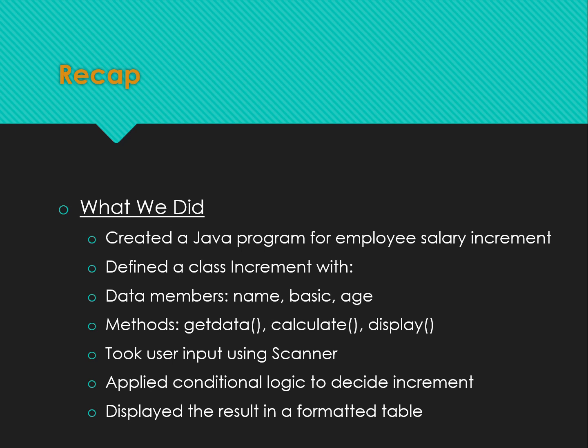In this session, we built a Java program to calculate salary increments based on employee age. We defined a class called Increment, with variables to store name, age, and basic salary. We used methods to input the data, calculate the increment, and display the results. User input was handled using the scanner class, and the increment was calculated with conditional if-else logic. The final output showed updated salary information in a clear tabular format.